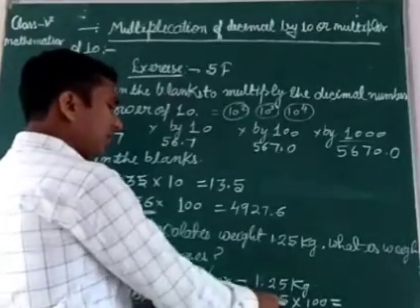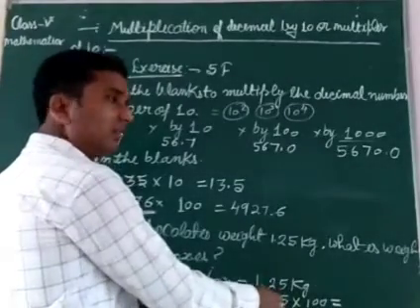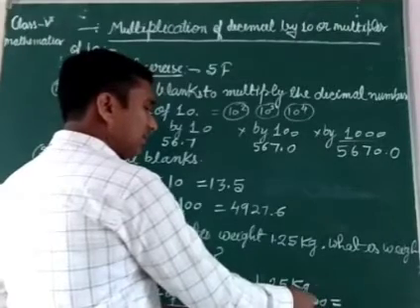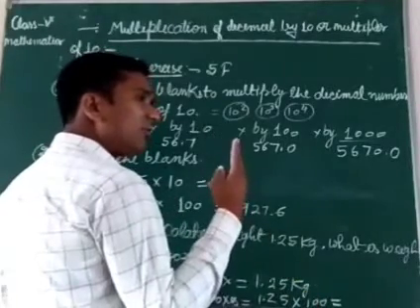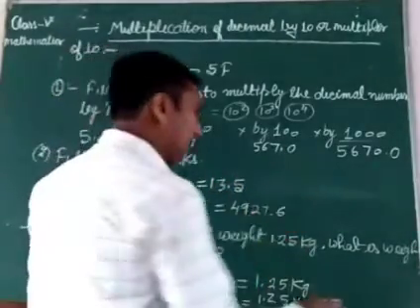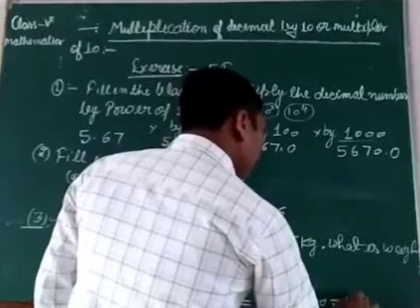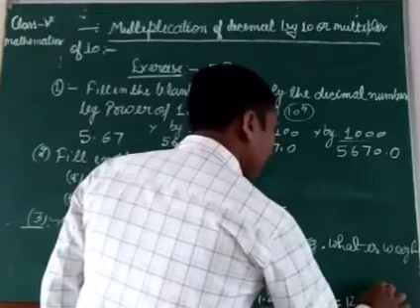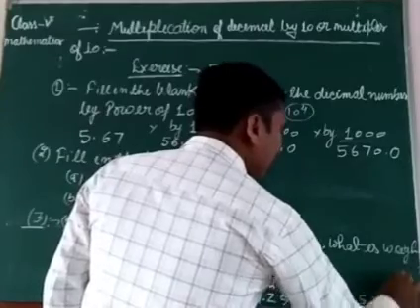Here 1.25 decimal, and in 100 there are 2 zeros. Then the decimal place will shift 2 places right and it will come 125.0 kg. This will be your answer.